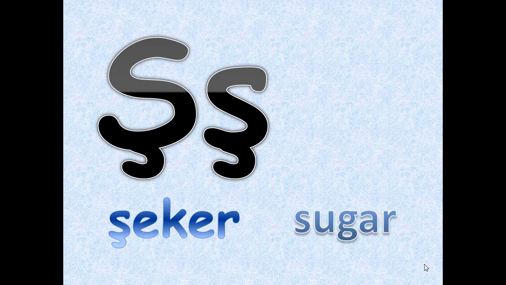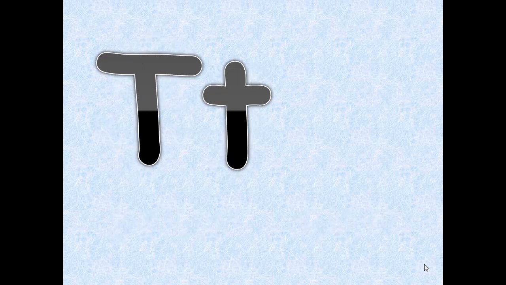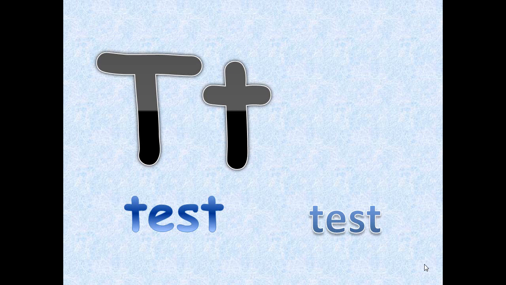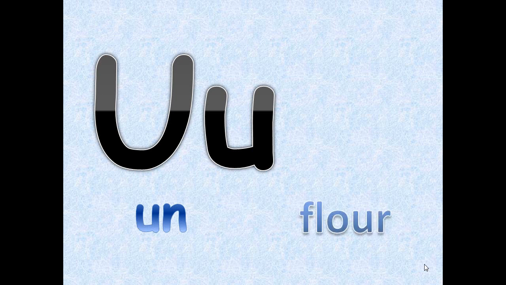She, sh. For example, şeker, which means sugar. T, t. Test, which means test. U. Un, which means flour.